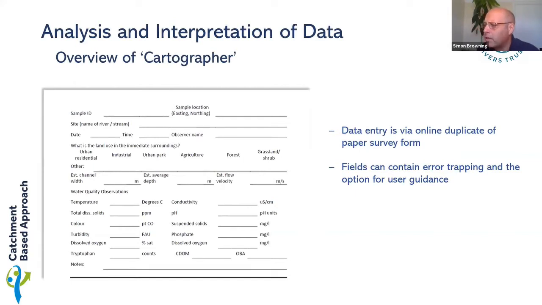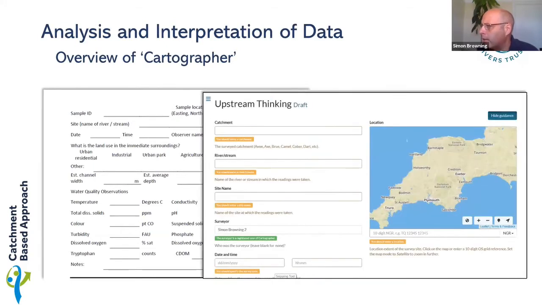But yeah, so initially in the field, it's a paper form, and then that's translated into a digital form on the website, which just replicates that, but allows us to do some things like picking points off a map and adding photographs in. And as I said before, there's some error trapping. So if someone enters a pH of 75, you can flag it and say, are you sure about that? And that can be quite sophisticated if you have rules in mind that you want to adhere to.